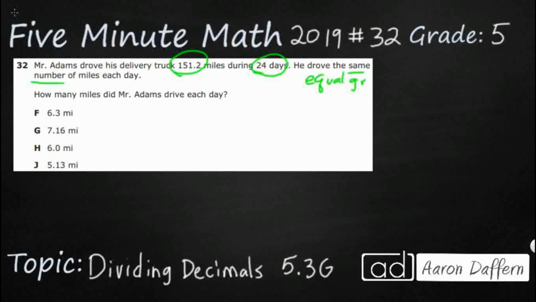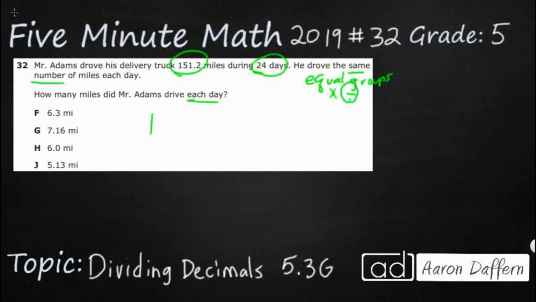And when we have equal groups, that lets us know we're going to either multiply or divide. And I'm thinking it's going to be division because take a look. We got 151.2, 24, and all of our answers are very small. They're all kind of close to each other, actually. How many miles did Mr. Adams drive each day? So we are going to divide.